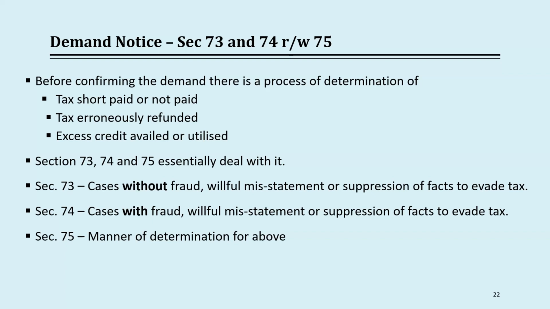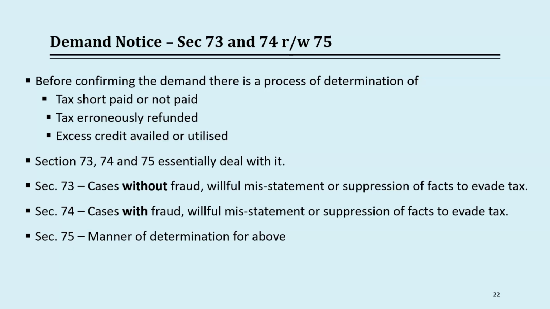What goes to section 74? Where there is an element of misstatement, where there is an element of fraud to avoid the payment of tax by the assessee. In that situation, with the proper evidence, with the proper allegations, then only the notice under 74 can be issued. If the allegations are not there, if it is not supported by documentary evidence, at a later stage the notice issued under 74 may be converted into a section 73 notice, that is without fraud, etc. So this is the difference between 73 and 74.